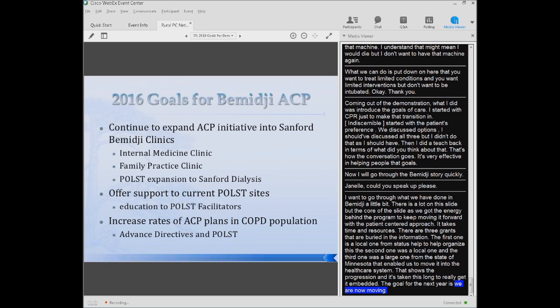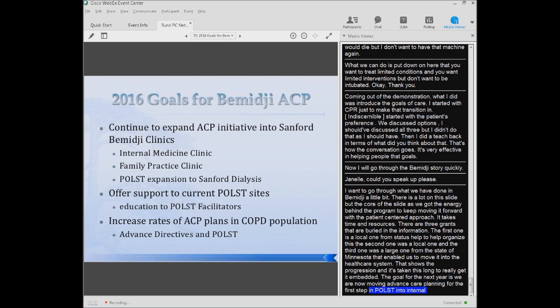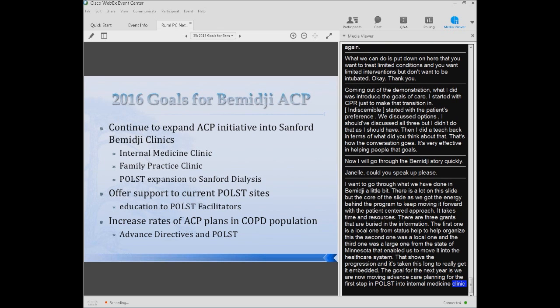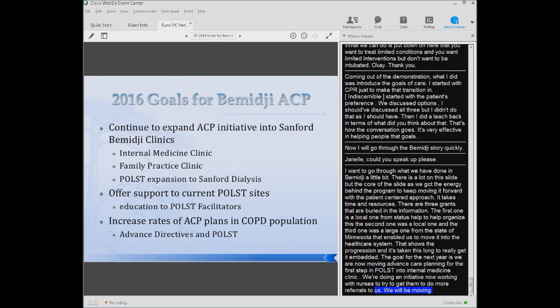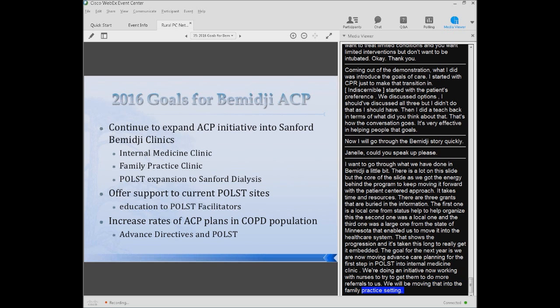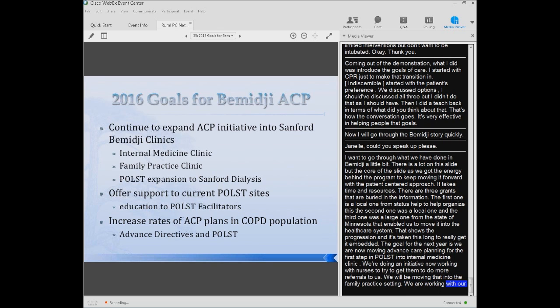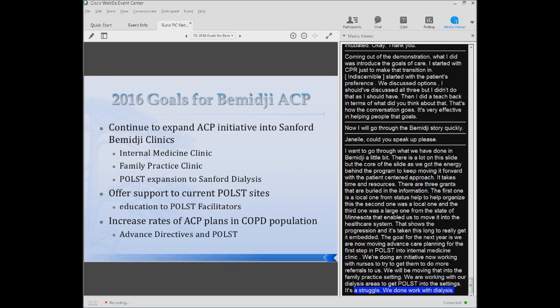We're doing an initiative right now, working with nurses to try to get them to do more referrals to us. We're going to be moving that into the family practice setting. And we're working with our dialysis to get POLST into those settings. It's a struggle. We've done work with the dialysis before, and it hasn't really worked out for them to actually do POLST conversations, so we're going back at it again with what we learned the first time when it didn't work.